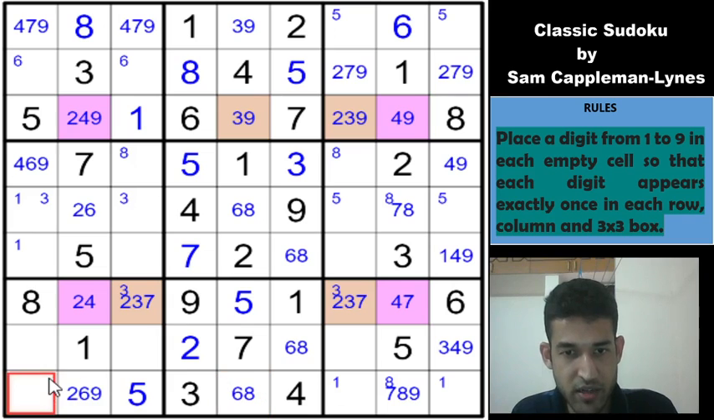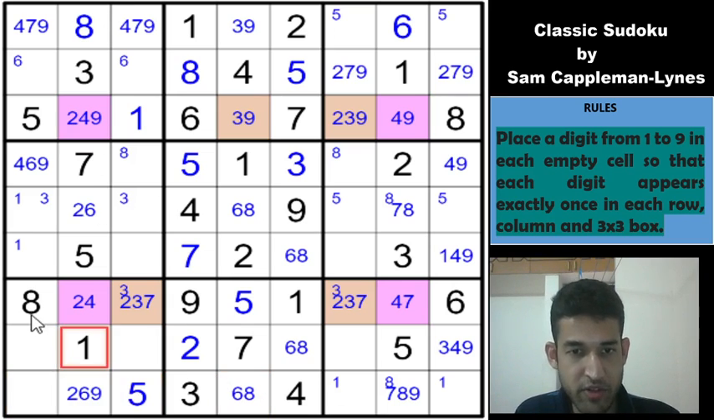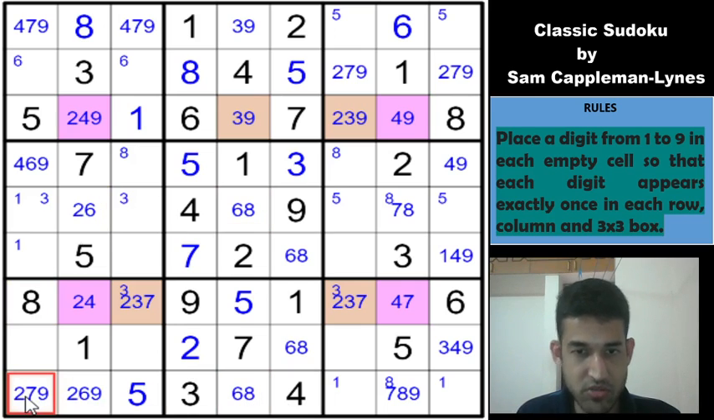And this cell, if you look at, this will give us some information. 1, 5, 8, 3, 4 and 6 are ruled out. So this is 2, 7, 9. 6 is ruled out because of the X-Wing between these 4 cells. So this is 2, 7 and 9.